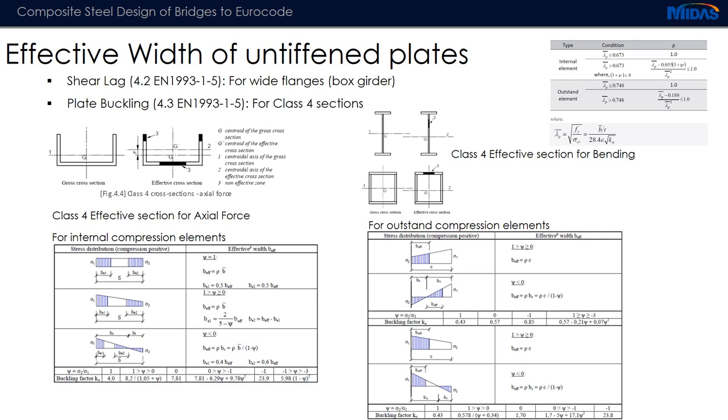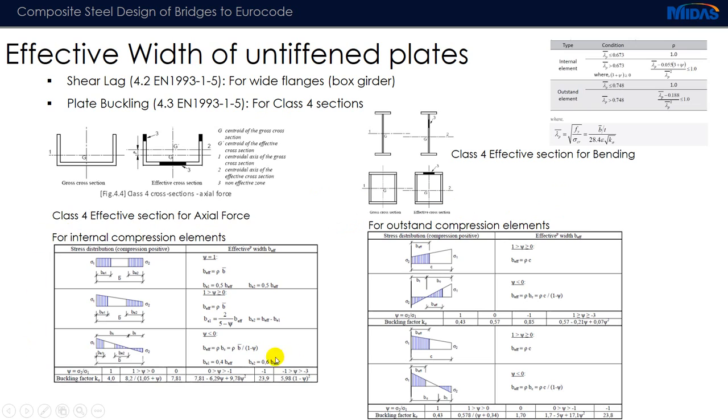For effective width of class 4 type of sections, there are two phenomena being considered. First is the shear lag. Now shear lag is for cases where you have wide flanges like box girders. In most cases, the shear lag effect is not large enough to be included in the calculation of effective width of a steel section. But plate buckling is important, and usually is a governing factor for reducing the effective width of flanges or webs.